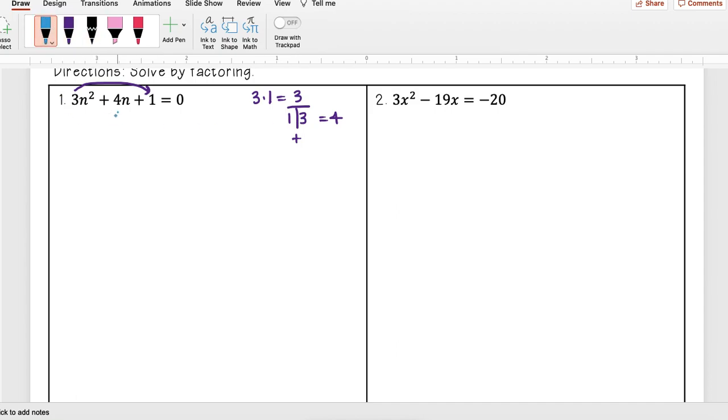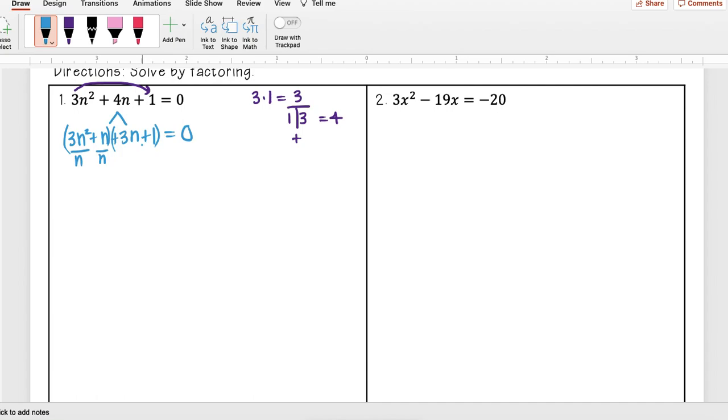So I'm going to split my middle. So instead of 4n, I'm going to have n plus 3n. Bring down my 3n squared, and bring down my plus 1. And now I'm going to factor by grouping, so I'm going to pair these off. The GCF in my first pair is going to be n.